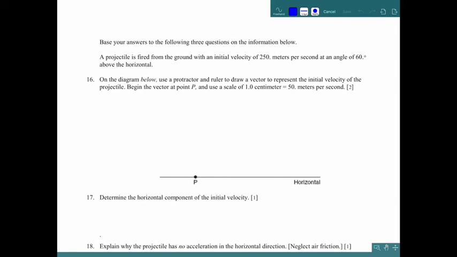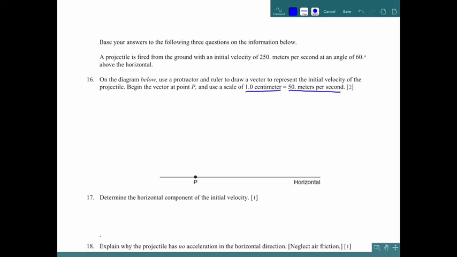A projectile is fired from the ground with an initial velocity of 250 meters per second at an angle of 60 degrees above the horizontal. On the diagram below, use a protractor and a ruler to draw a vector to represent the initial velocity of the projectile. Begin at point P and use a scale of 1 centimeter equals 50 meters per second.